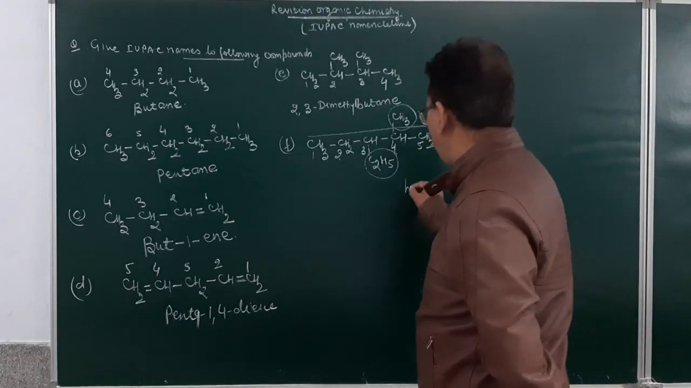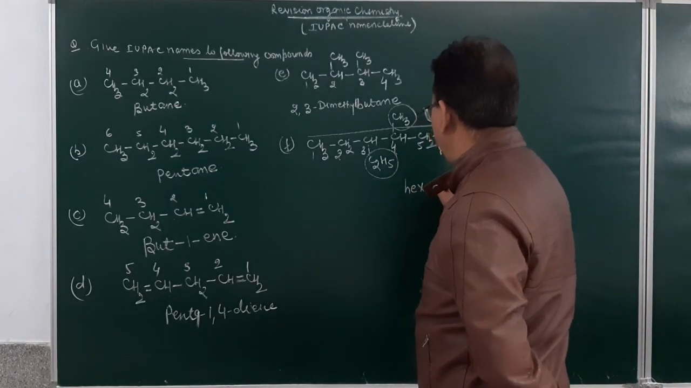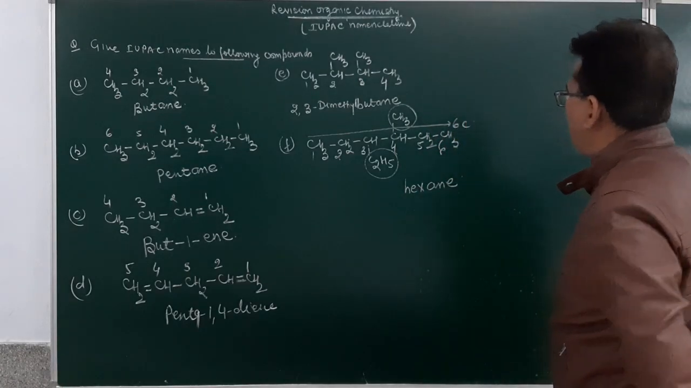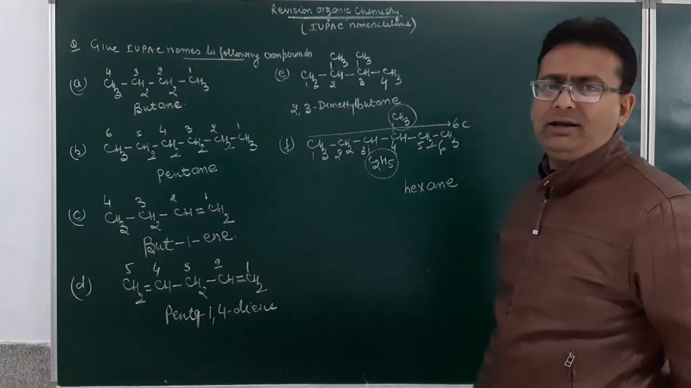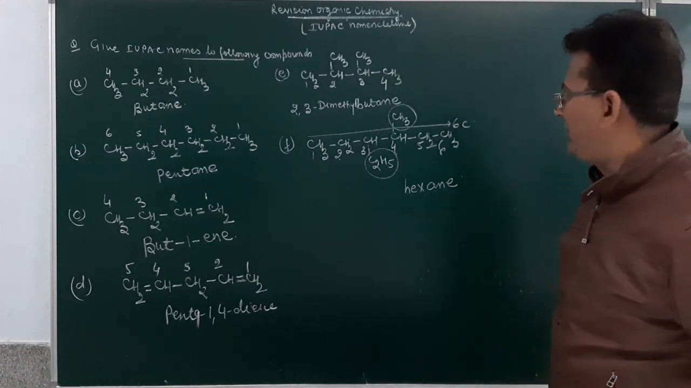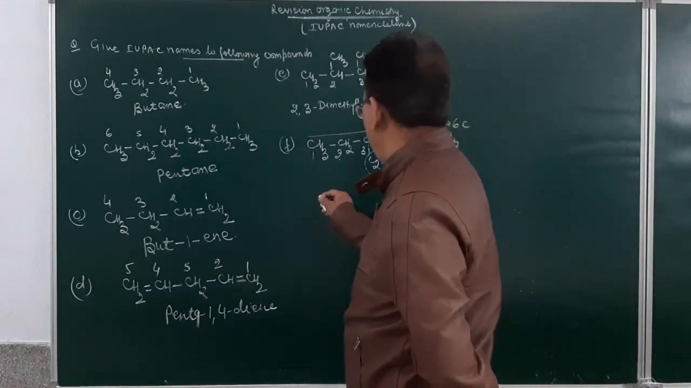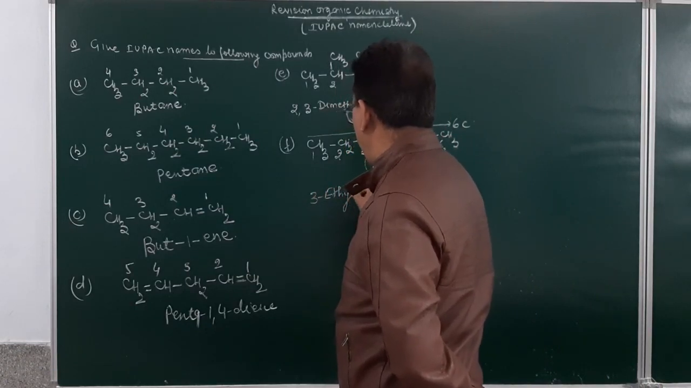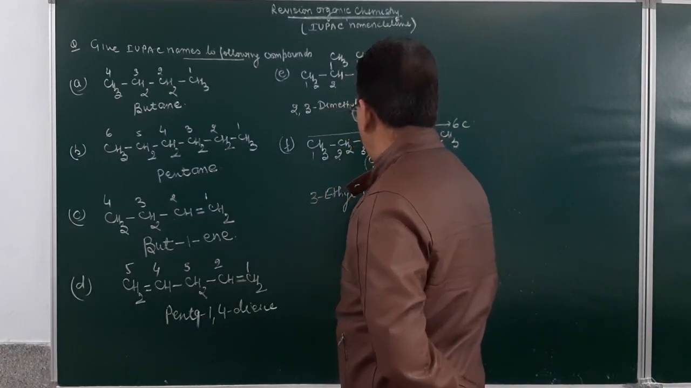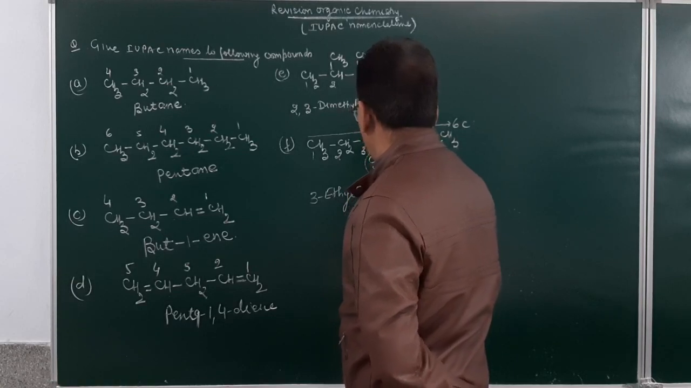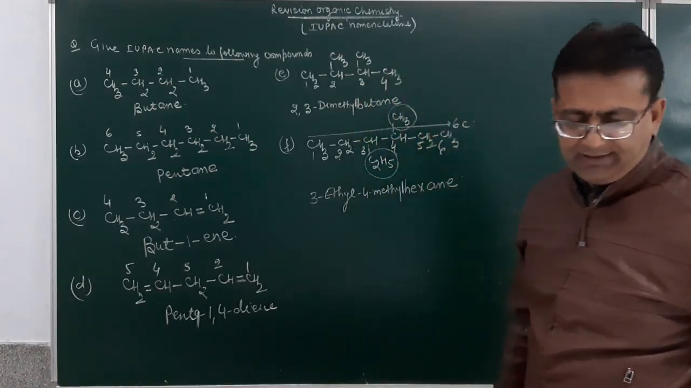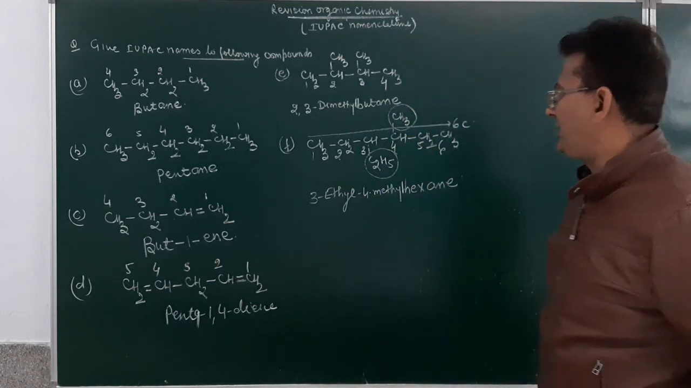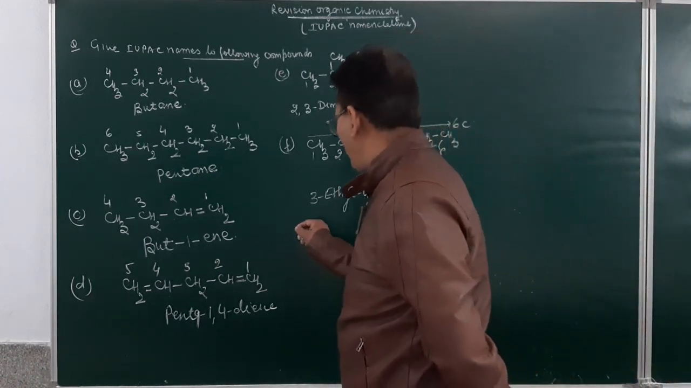For 6 carbon atoms, what is the root word? Hex. Single bonded, ane. At number 3, what is present? Ethyl. Number 4, what is present? Methyl. They are to be written in alphabetical order. So this will be written as 3 ethyl and then 4 methyl, and this will be hexane. So the name of this compound will be 3 ethyl 4 methyl hexane. Am I getting clear? Look at another one.